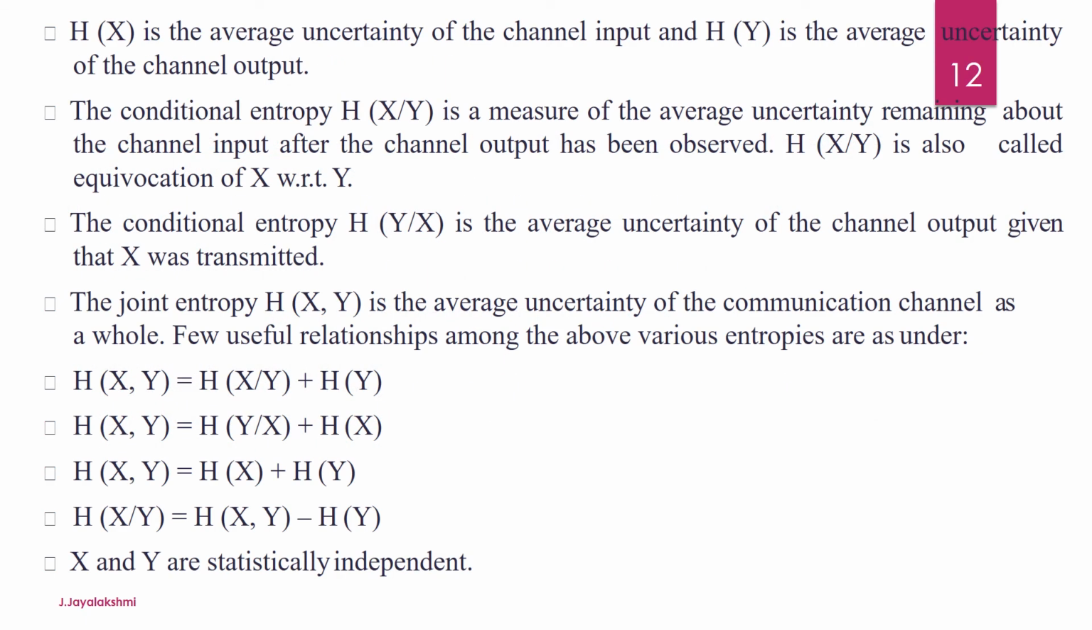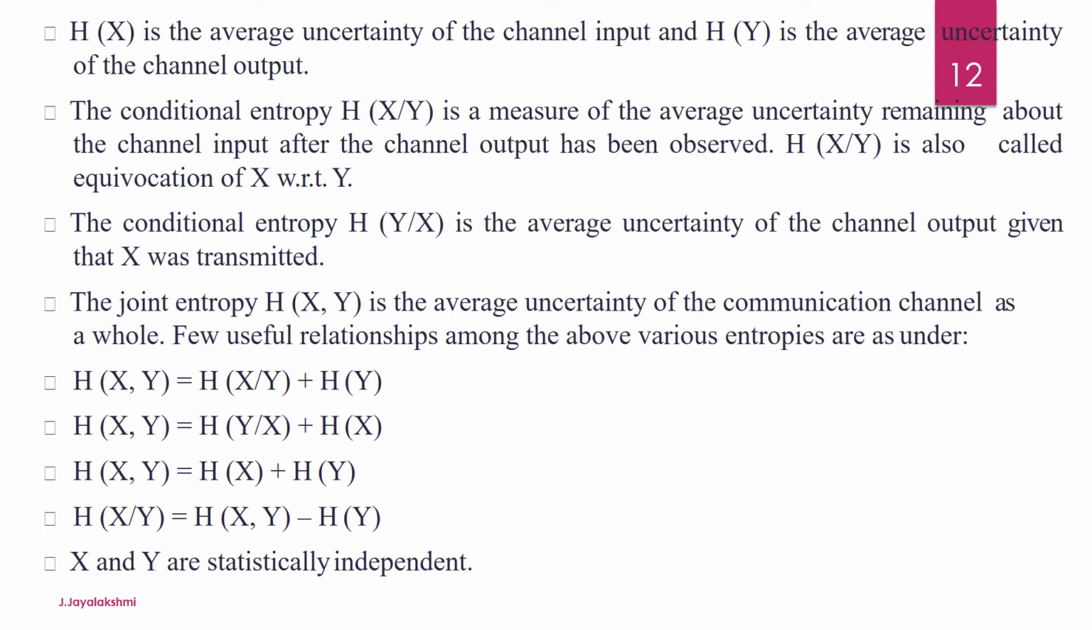So here we are going to see the properties and the way to calculate the entropy, and some of the definitions. So H of x is the average uncertainty of the channel input, and H of y is the average uncertainty of the channel output. The conditional entropy, that is H of x by y, is a measure of the average uncertainty remaining about the channel input after the channel output has been observed. And H of x by y is also called the equivocation of x with respect to y.